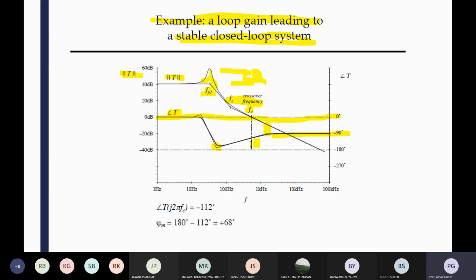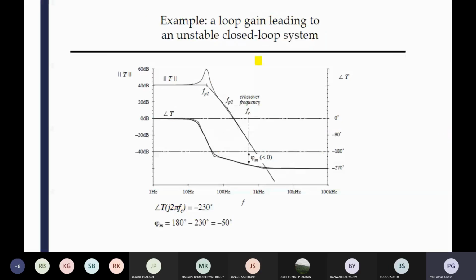Another example. Okay, you go for another example. Okay, that loop gain is leading to unstable. Okay, the previous one was stable. This one is unstable. So it is an unstable closed system.